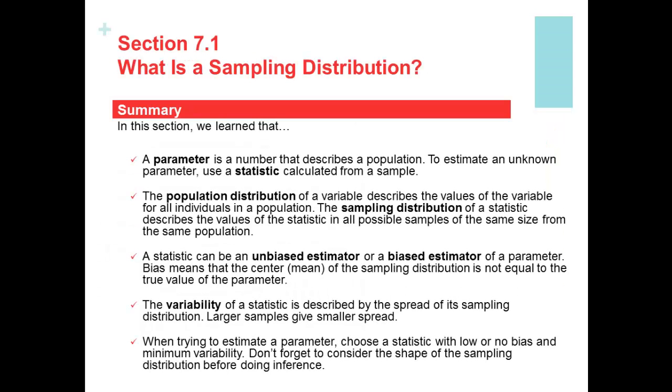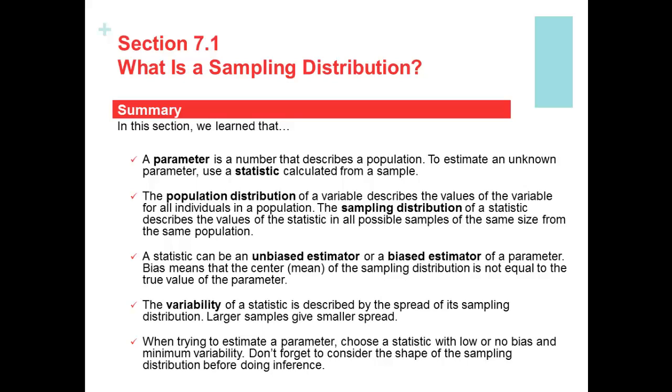As a review of section 7.1 and sampling distributions, you need to remember the difference between parameters and statistics. A parameter is a number that describes a population. To estimate an unknown parameter, we use a statistic calculated from a sample. The population distribution of a variable describes the values of the variable for all individuals in the population. The sampling distribution of a statistic describes the values of a statistic in all possible samples of the same size from that same population.